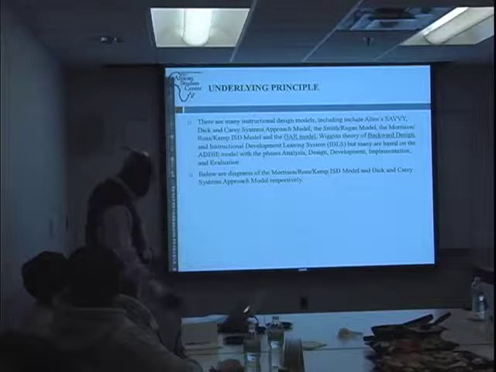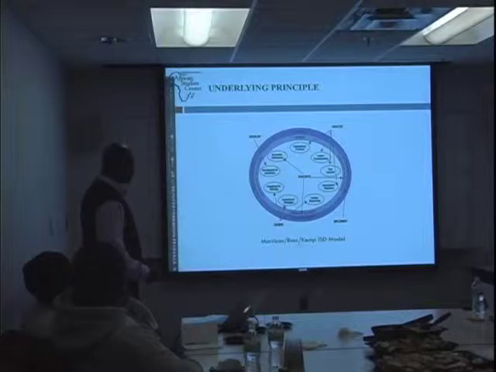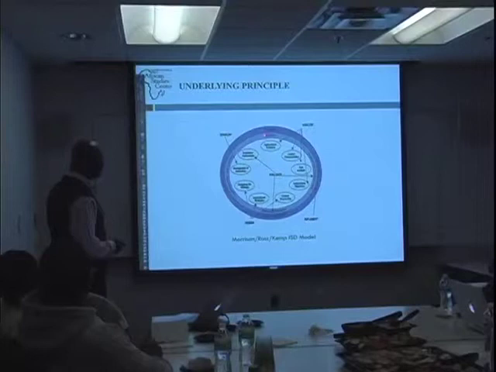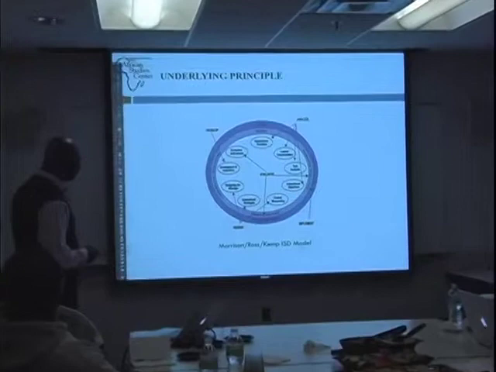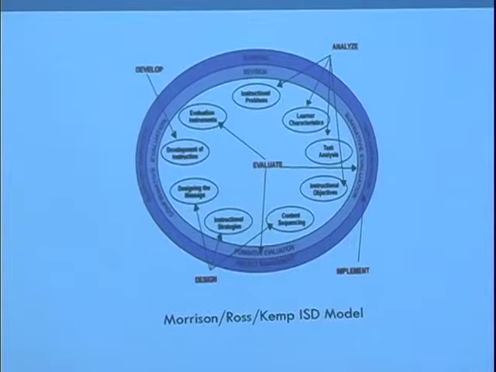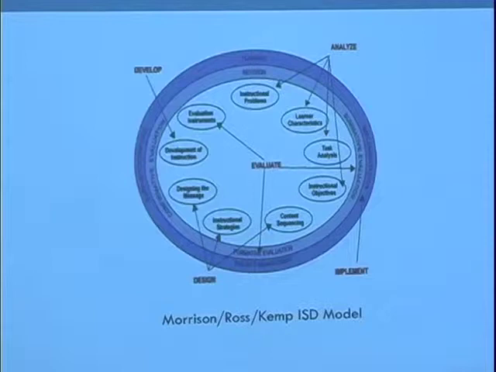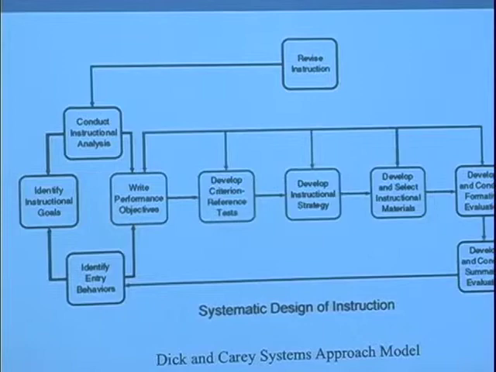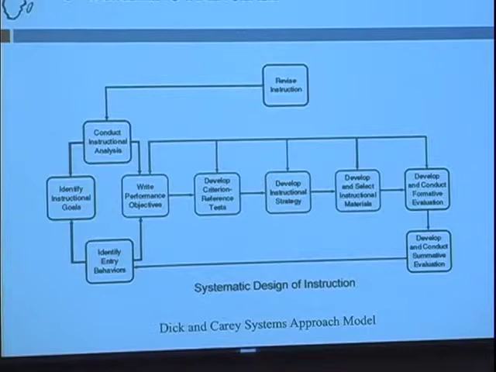So I have a few samples. This is an example of the Morrison-Ross instructional system design model. And you would notice, interestingly, that you find analyze, you find develop, you find design, you find implement, you find evaluate. These are critical points which you will see as we go along. Then we also have the Dick and Carey systems approach. And when you look at this one, you would also realize that it talks about development, it talks about formative evaluation and summative evaluation and so on.